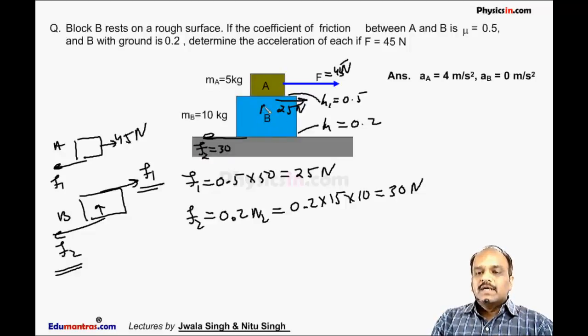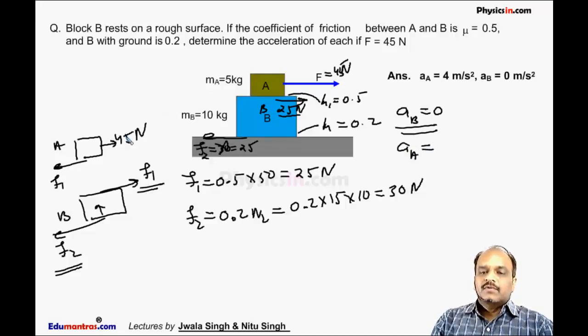So this block B has a tendency to move forward, but the pulling force is only 25 Newton. So this friction force will be 25 Newton, it is not 30 Newton, and the acceleration of block B is 0. Block B will never slide. Now acceleration of block A can be written as 45 minus 25, this friction is 25, divided by mass, that is 5, it is 4 meter per second square. So the acceleration of block A is 4 meter per second square.